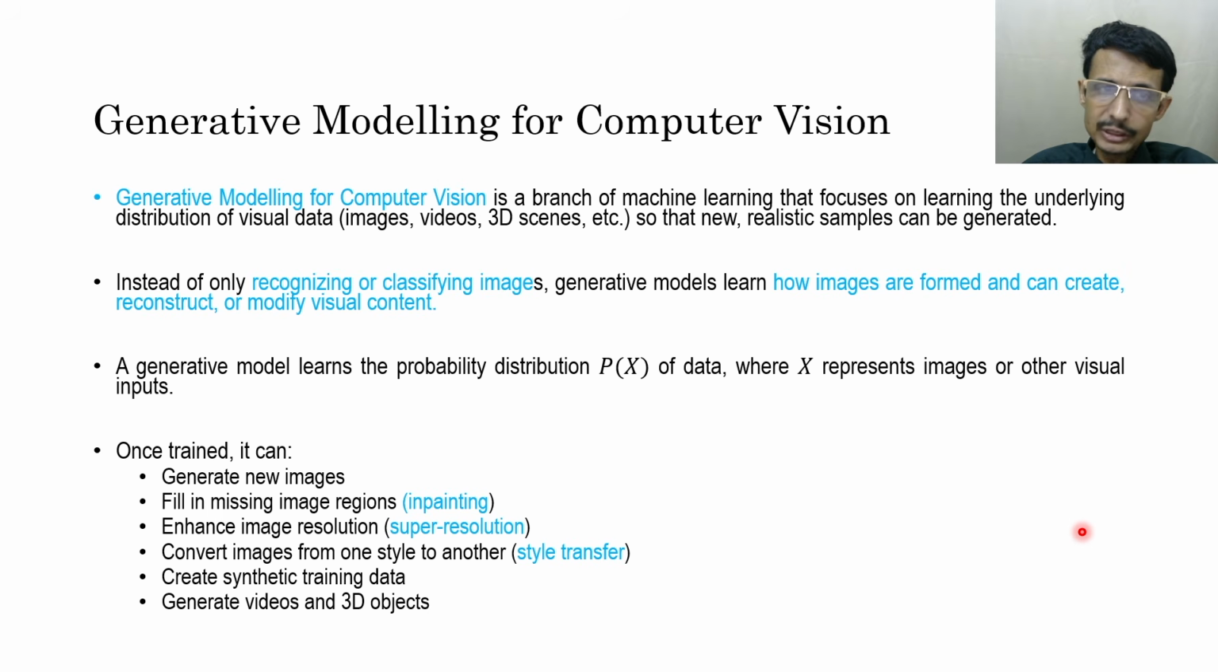It generates new images and synthesizes synthetic data. What can it be used for? It fills in missing image regions, popularly known as image inpainting. It can enhance image resolution, that means super resolution. It converts images from one style to another, which is called style transfer.